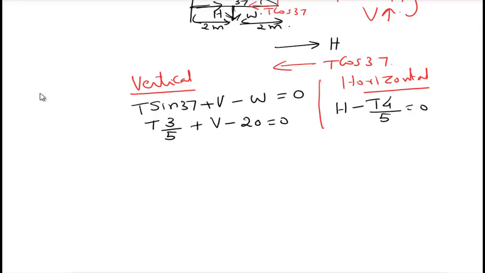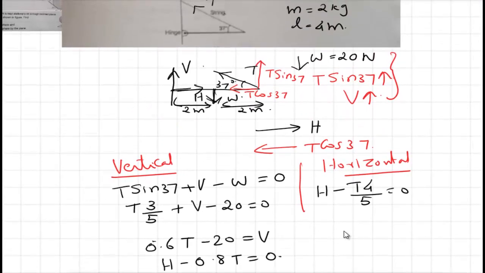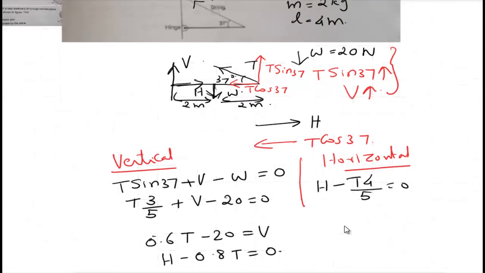Now, 3 by 5 means 0.6T minus 20 equals V, and H minus 0.8T equals 0. Okay, whether a clockwise torque or an anti-clockwise torque will be acting? Here we considered only the horizontal and vertical components, right? We didn't say anything about the torque. What about the torque acting on it?